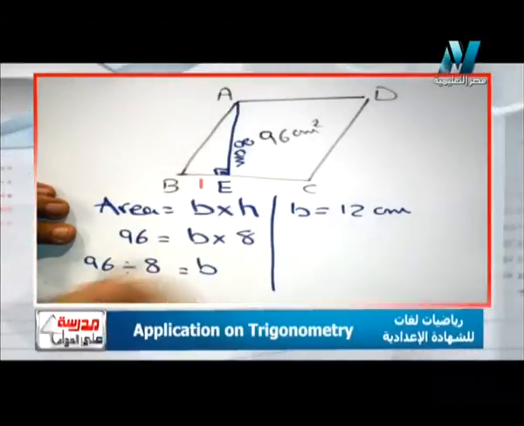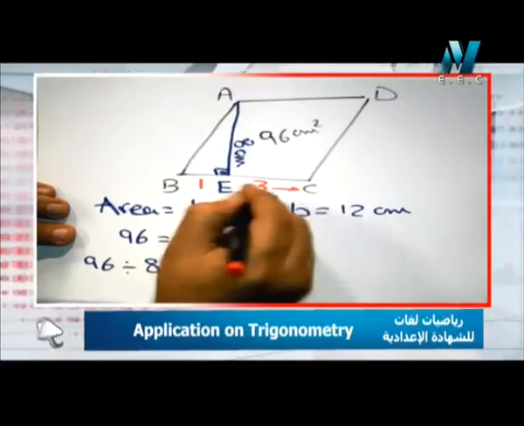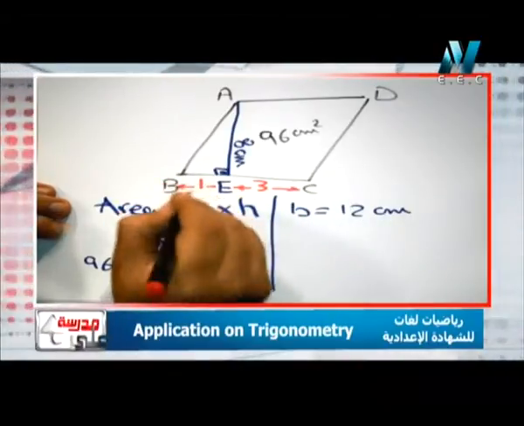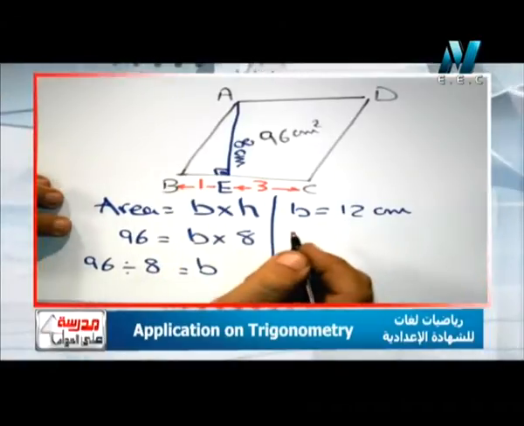The second step in the question is written here. The ratio between the length of BE to the length of EC is 1 to 3. So I'm going to put these ratios on the drawing. So I have here the length of BE, this is 1, and this is 3. Actually, this is the ratio between the length of these two parts. These are not the real lengths of these two parts.